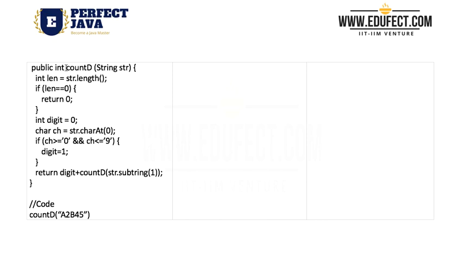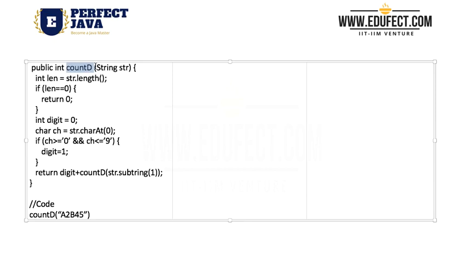Why is it a recursive method? The name of the method is countD, and within this method, we are calling the method again. So hence it's recursive. And there is a condition where it does not call itself. If len is equal to 0, return 0, which means there is a part of the code where it does not call itself. So this is an example of recursion.